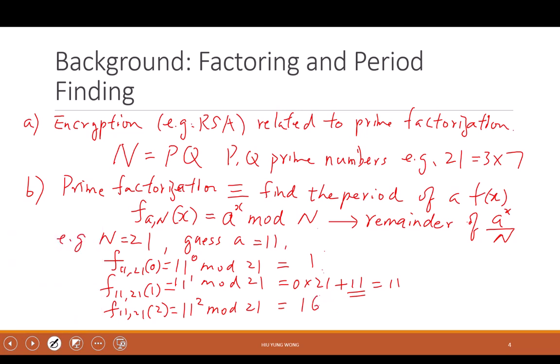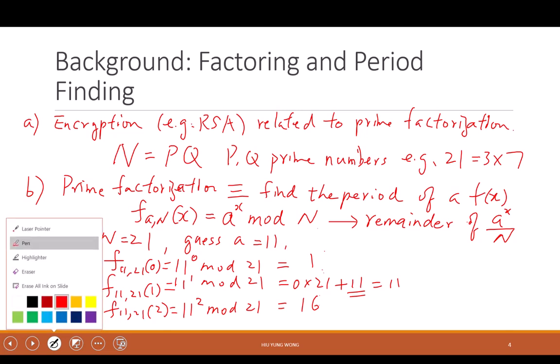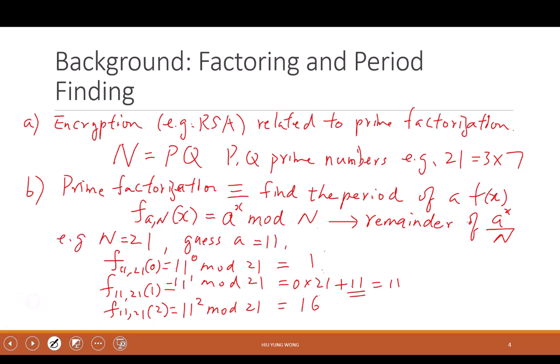Okay. So, do I have enough space? I would rather continue from here. So I continue. f of 3, right? You did not calculate. I can tell you the remainder is 8. f of 4, the remainder is 4.